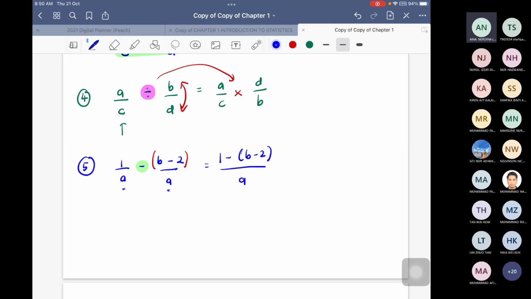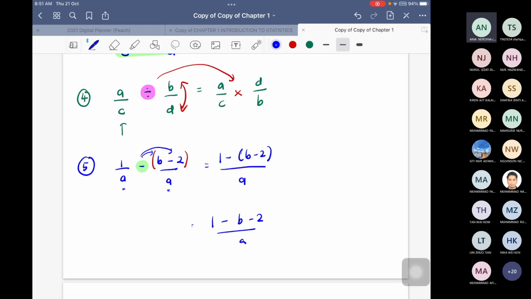Because I have seen so many time, apa yang student buat adalah dia akan jadi macam ni. Okay, 1 tolak B tolak 2 per A. So student assume tolak ni sebenarnya untuk B. No, it doesn't mean that way. So tolak ni dia applies for both. It applies for B dan juga untuk negative 2. So that is why, tolong buat kurungan when you come across something like this.